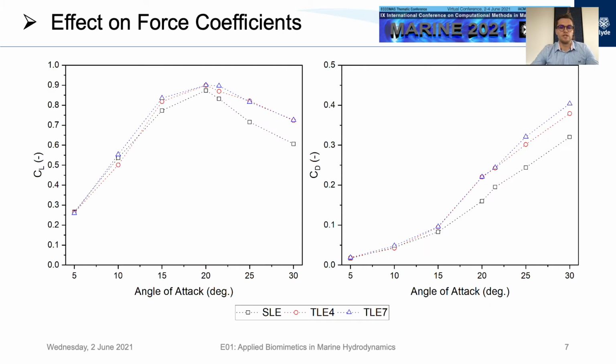Comparing the force coefficients of the 3 rudders, it can be seen how the tubercles produce more lift for every angle above 10 degrees. The improvements are most significant in the post-stall regime, when the TLE produces 14 and 19% more lift for 25 degrees and 30 degrees angle of attack. At the same time, there was a large drag penalty from 20 degrees upwards, and the overall lift-to-drag ratio of the tubercle rudders could not be improved.